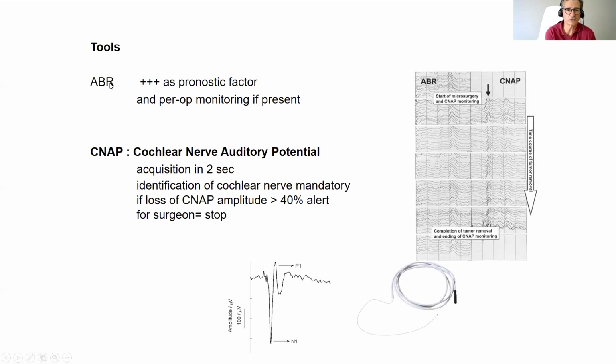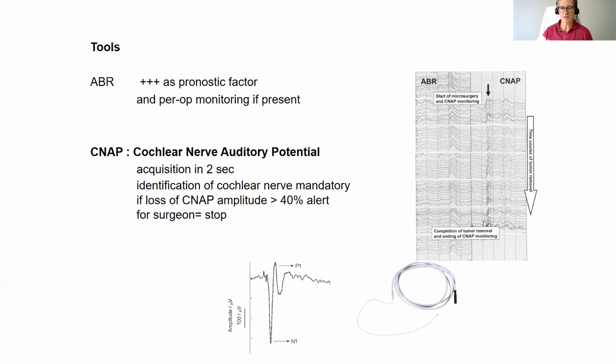And what are the tools? The tools are the ABR, auditory brainstem response. It's a forensic factor. But during the surgery, it's not easy because you have the response every minute. So it's not helping the surgeon. What is helping the surgeon is a cochlear nerve auditory potential. You put something on the nerve, cochlear nerve, and you have a direct response.